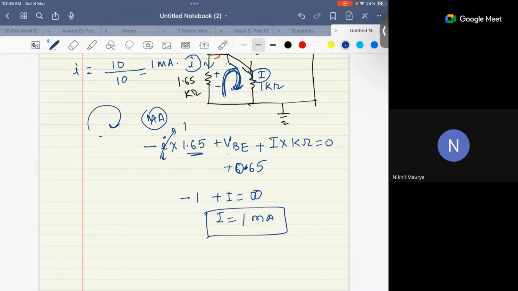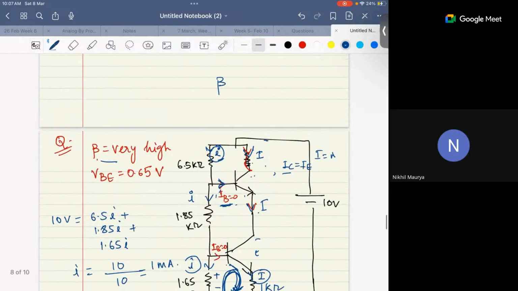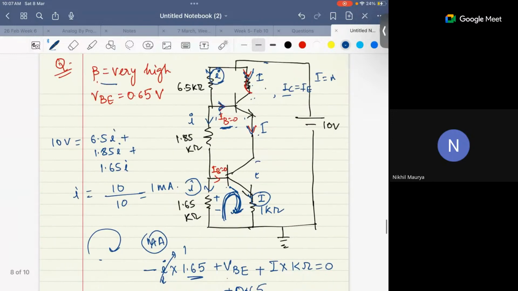Sir, but IB is 0. Yeah, IB is 0, right? It has been given already. The beta is very high. If the beta is very high, then IB will always be 0. So no current flows through IB. Then the wire is disconnected. No current is flowing. Then the current is not flowing from IB. It doesn't create any loop. The wire is disconnected.